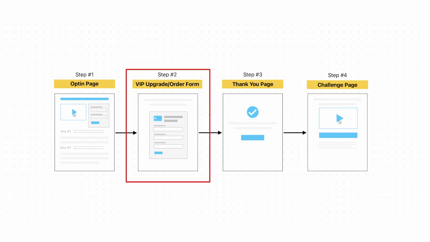After they join the challenge, they will go to the second page of the funnel, which is the VIP upgrade page. And on this page, you should have some kind of VIP offer. For example, some people do a VIP session at the end of the free challenge where all the VIP members get a chance to ask their questions and get the answers to them. Some offer lifetime access to the recordings of the challenge, additional courses or materials. There are literally dozens of things that you can do.